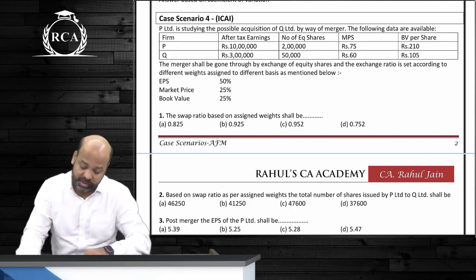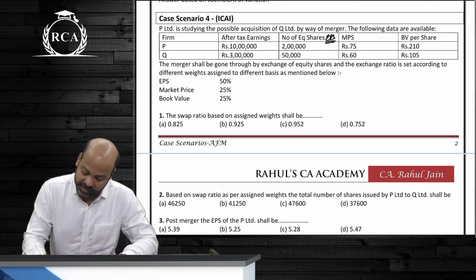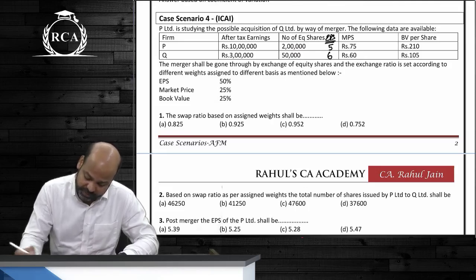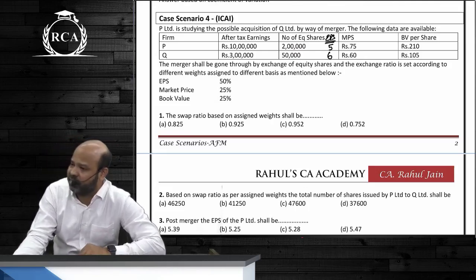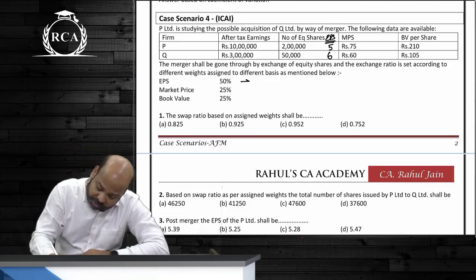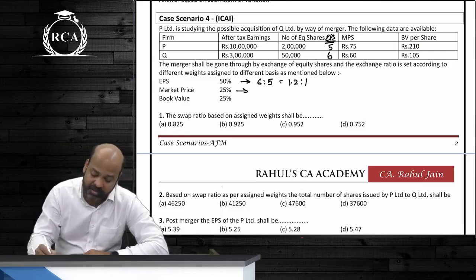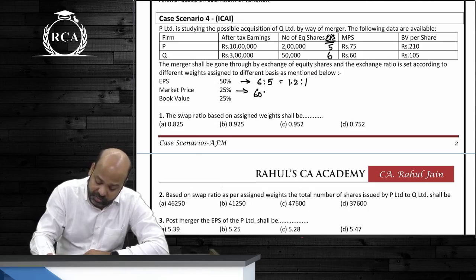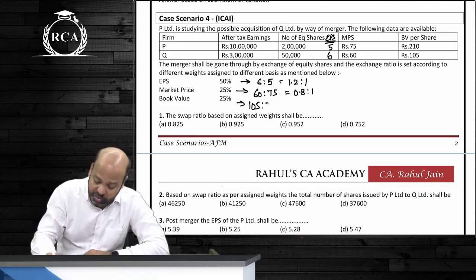So there are three things here. How much will EPS be? How will you get EPS? After tax earnings divided by number of shares. So this will be 5 rupees and this will be 6 rupees. EPS of the first one is 5 rupees. EPS of the second one is 6 rupees. So what will be the ratio based on EPS? 6:5, which is 1.2:1. Based on market price, what will be the ratio? 60 rupees is to 75 rupees, 0.8:1. Next will be 105 is to 210, 0.5 is to 1.